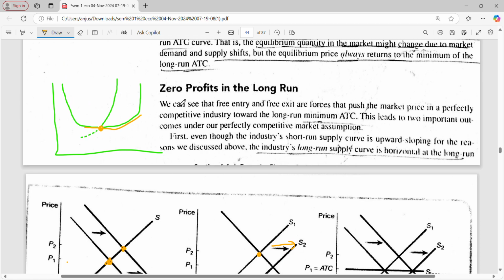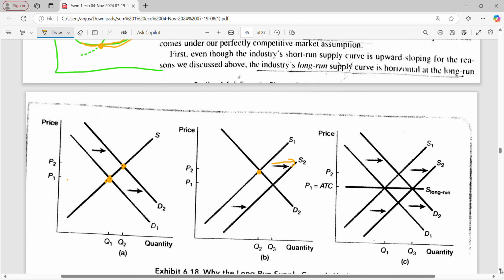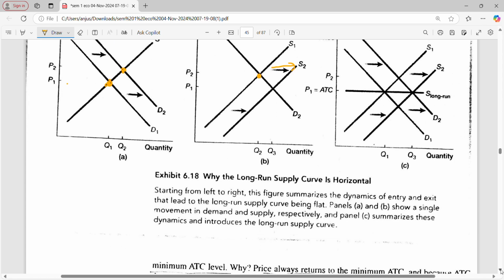Earlier here the ATC curve was slightly horizontal because of the constant returns to scale. And here when we connect both the supply curves of the long run, we'll get the market long run supply curve. This market long run supply curve will be horizontal.